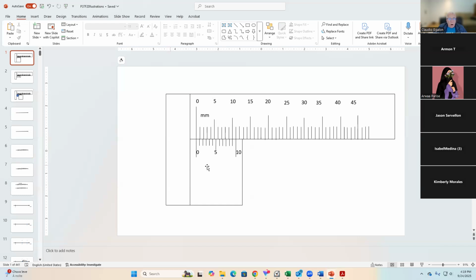Okay? It is because of this vernier scale that we can make measurements up to a tenth of a millimeter. But before we do that, let me just cover this scale here first, and let's learn how to make measurements with this vernier caliper using just the regular ruler, right?